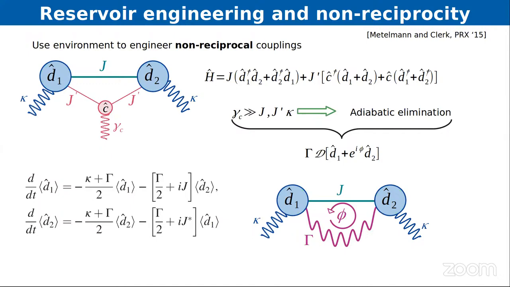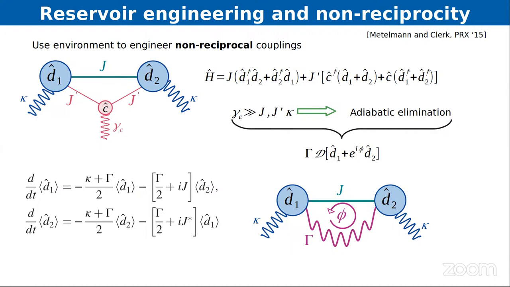Metelmann and Clerk, where they describe a system made of two main cavities, here d1 and d2, that are coupled coherently with some coupling strength J, and they're additionally coupled to an auxiliary cavity c. Now, if this latter cavity is highly lossy compared to the other energy scales in the model, then one can adiabatically eliminate it and obtain these equations of motion for the cavity modes d1 and d2. And you can notice that the couplings are different in the equation for d1 and the equation for d2. And this allows the action of d1 on d2 to be different from the action of d2 on d1.